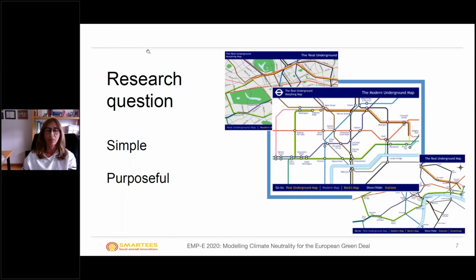if we want to create a map of the London Underground for an engineer, surely the first map on the slide is the correct one. But if our objective is the user of the underground, then we must dispense with many details that not only do not provide any useful information, but unnecessarily complicate the use of the model.